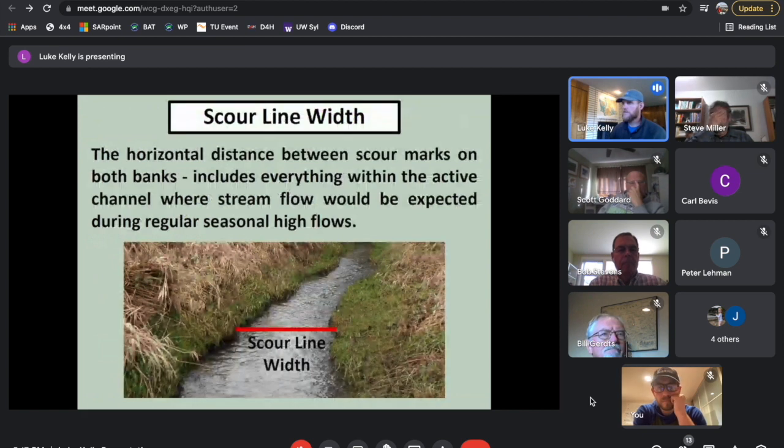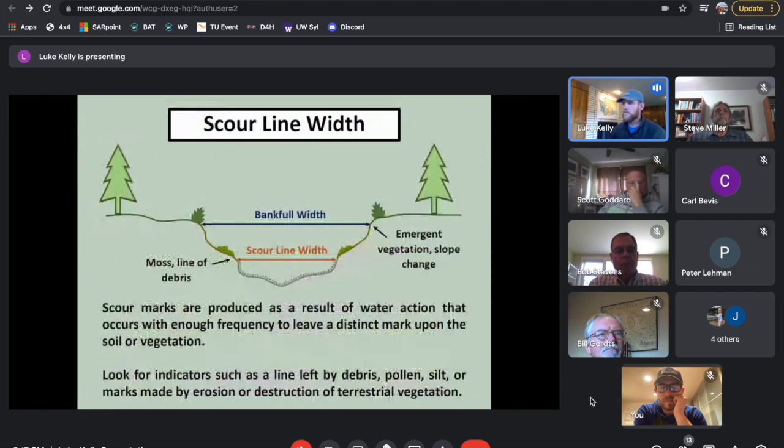So again, quick refresher on scour line width. This is pulled directly from the training. It's going to be below the bankfull width. Here's another image. Something to consider, Western Washington, where we do get a lot of rain. Oftentimes the scour line width will be very close to the bankfull width because we're basing it on a normal high flow event for that season.